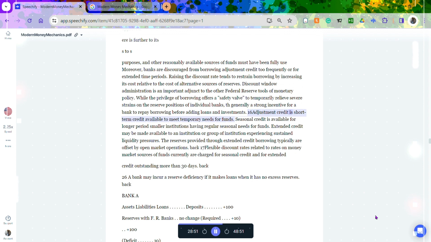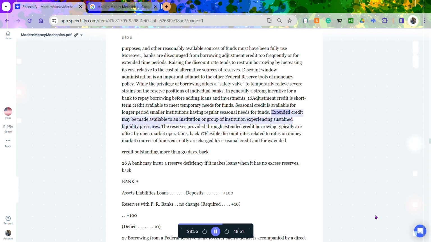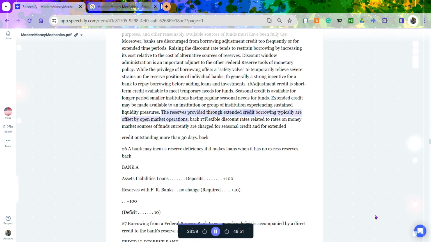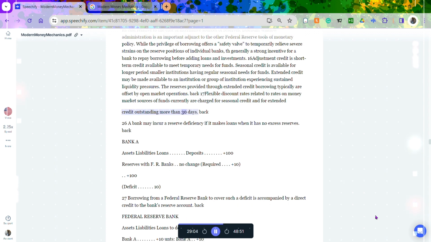16. Adjustment credit is short-term credit available to meet temporary needs for funds. Seasonal credit is available for longer periods to smaller institutions having regular seasonal needs for funds. Extended credit may be made available to an institution or group of institutions experiencing sustained liquidity pressures. The reserves provided through extended credit borrowing typically are offset by open market operations. 17. Flexible discount rates related to rates on money market sources of funds currently are charged for seasonal credit and for extended credit outstanding more than 30 days.